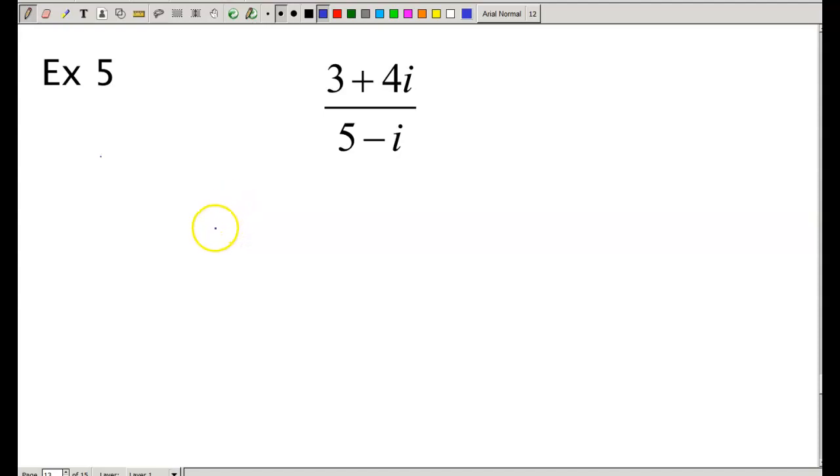All right, so the last example that we have here is dividing complex numbers. How do we divide them? So I have 3 plus 4i, and I'm dividing it by 5 minus i. What I'm trying to do is somehow divide these numbers so that I get an answer that just looks like another complex number, a plus bi. And so this one's a little tricky.